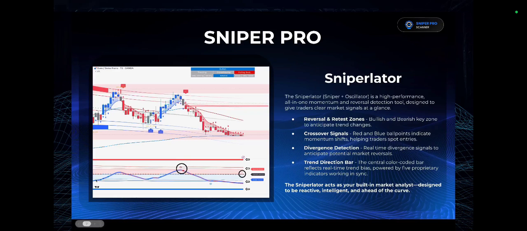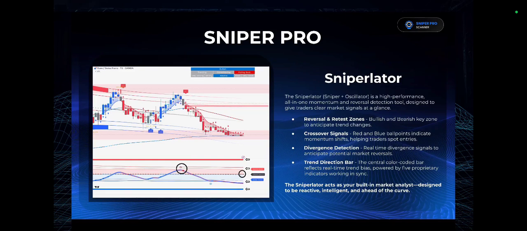So whenever you see these blue balls, right, this represents a bullish crossover. And when you see the red balls, they serve as a bearish crossover. So when you're trading with the sniper later and you're looking at a scorecard or you're looking at a rejection from a key zone and you see a blue or red ball, those will assist you with entries, letting you know that there may be some momentum shifts happening in the market.